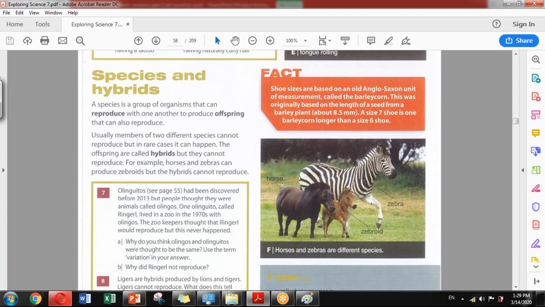For example, between horse and zebra. In this case, you will get a new offspring, a zebroid, this small and sweet thing. It is called a hybrid. But what is a hybrid? A hybrid means that it cannot reproduce. I mean, this zebroid cannot reproduce. If different species reproduce together, the new offspring, which is called a hybrid, cannot reproduce, okay?